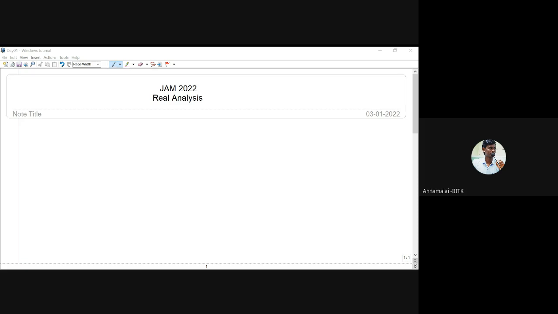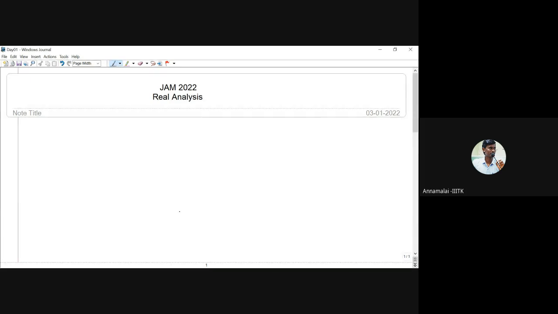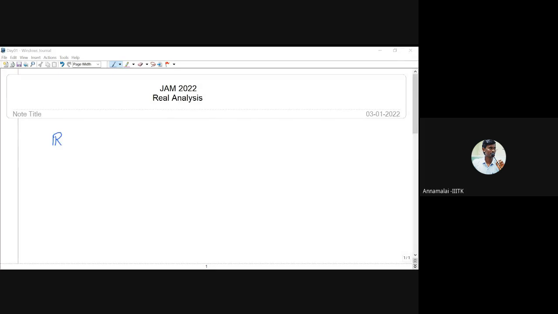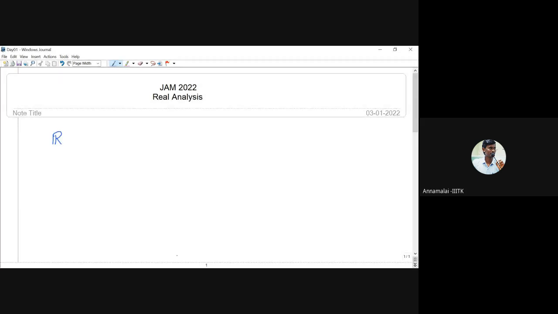Today we are going to start real analysis. In this part we are going to discuss the real number system and the properties of the real number system. Fully we are focusing on real numbers. So what properties does it have? We know the addition property and the multiplication property, right? We denote R as the set of all real numbers.